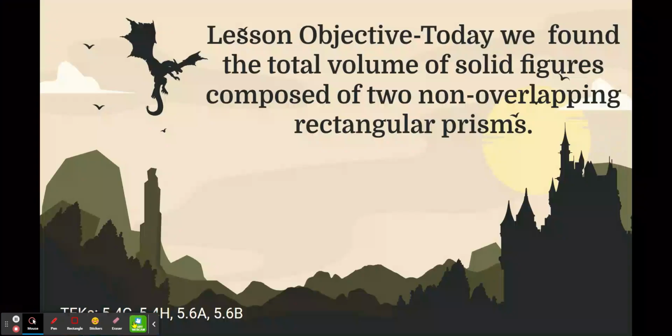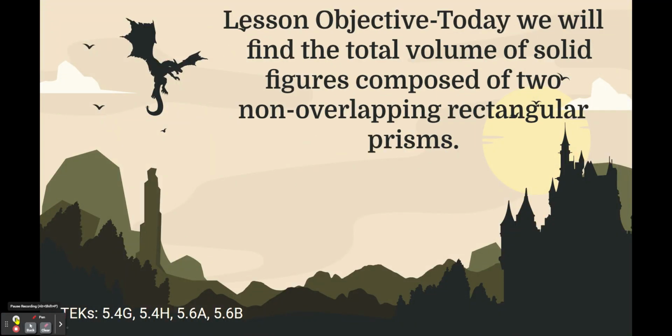Let's go ahead and take a look at today's lesson objective. So today we will find the total volume of solid figures composed of two non-overlapping rectangular prisms. The TEKS we're focusing on today are 5.4G, 5.4H, 5.6A, and 5.6B.